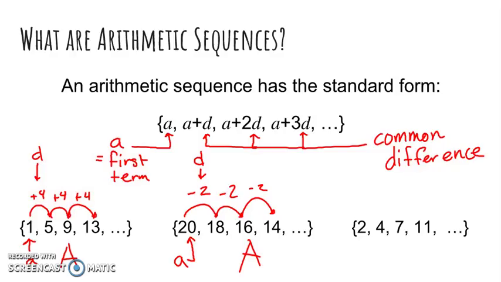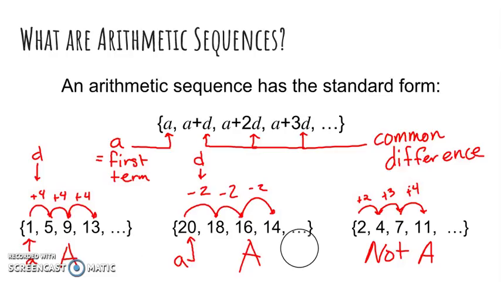Then on our last one here, I've got 2 to 4. I've added 2. I've got 4 to 7, I've added 3. I've got 7 to 11, I've added 4. Am I adding the same number every single time? No, I'm adding a different number. So this is not an arithmetic sequence. Okay? My last example there is not an arithmetic sequence. Here I'm adding 4 every time. Here I'm adding a negative 2 every time. Those are arithmetic. Here I've added 2, 3, and 4. Okay, so that one would not be arithmetic on the last one.